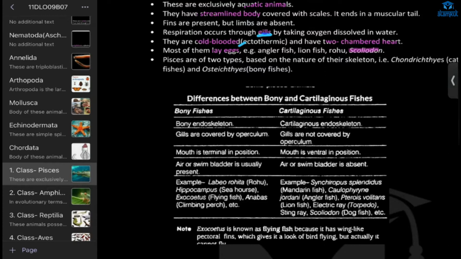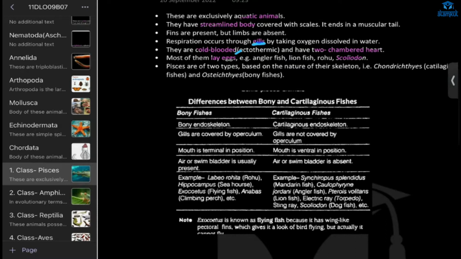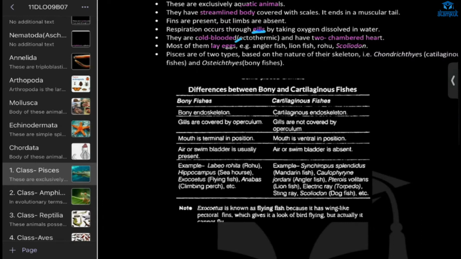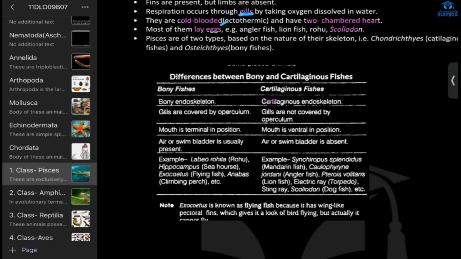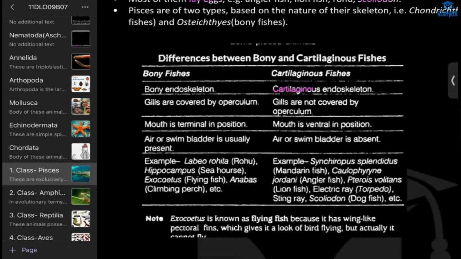And based on their skeleton, right? Again, they are divided into two categories. First is bony fishes. The next one is cartilage fishes. Okay. Bony fishes means their skeleton, right? They have bones. Okay. Endoskeleton. There are many bones present, many. And here we have cartilage. They have a cartilage skeleton, okay.